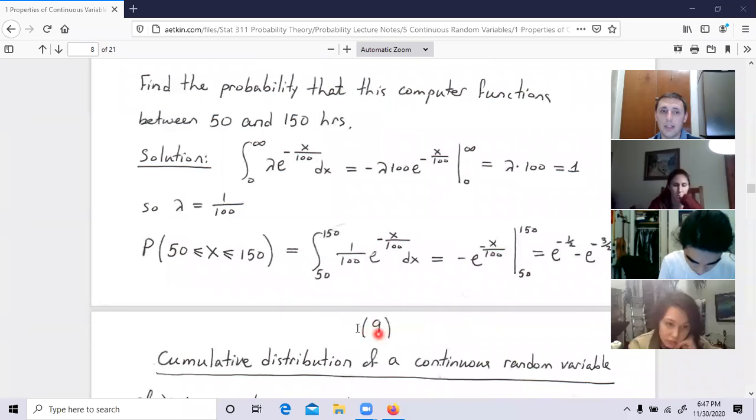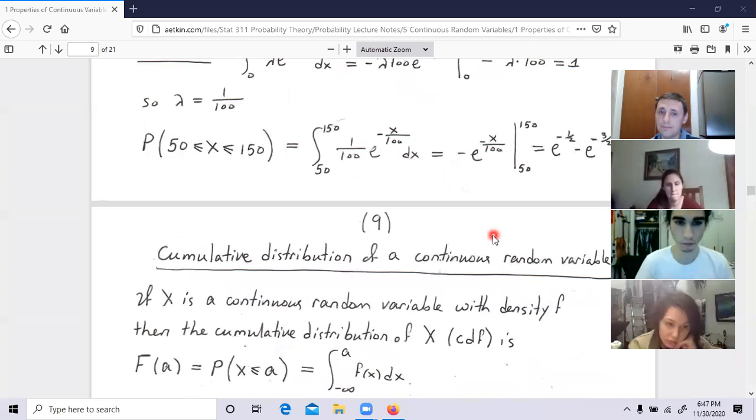And from there, I can now calculate the probability between 50 and 150 as the integral from 50 to 150. And it's just the number e to the minus 1/2 minus e to the minus 3/2. You know how to integrate exponentials. The integral of e to the minus x over 100 is 100 e to the, well, basically you get this value here, right? So it's not so hard. Good.